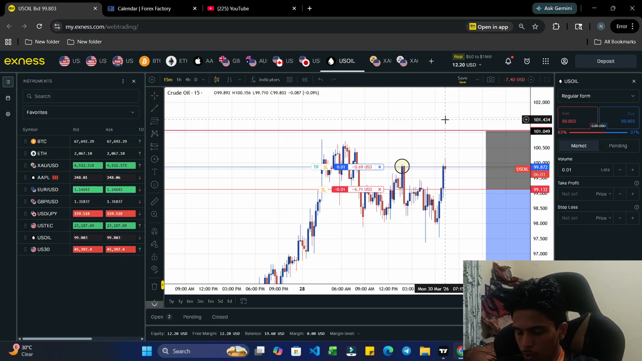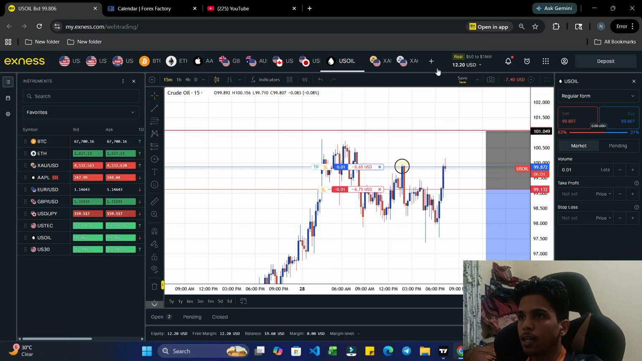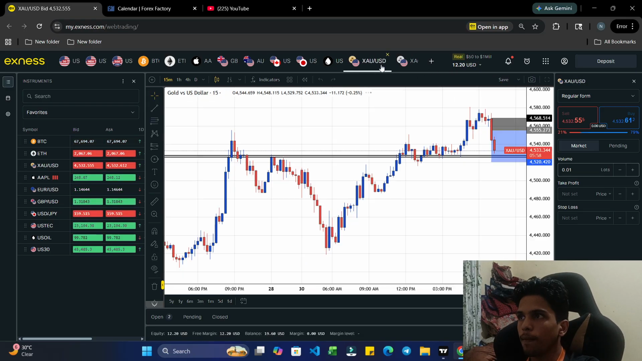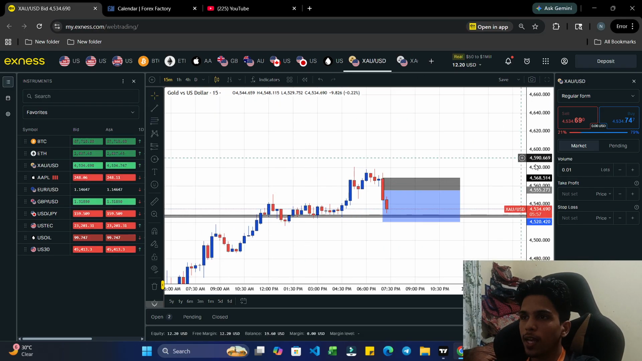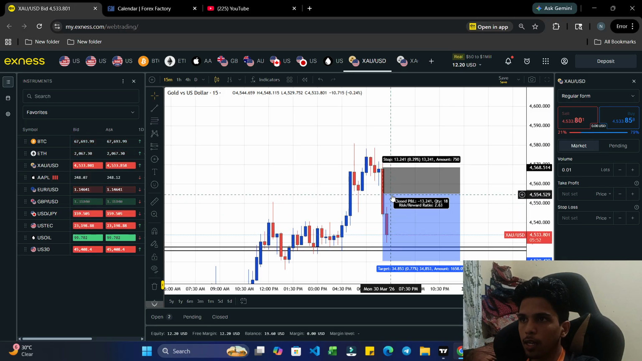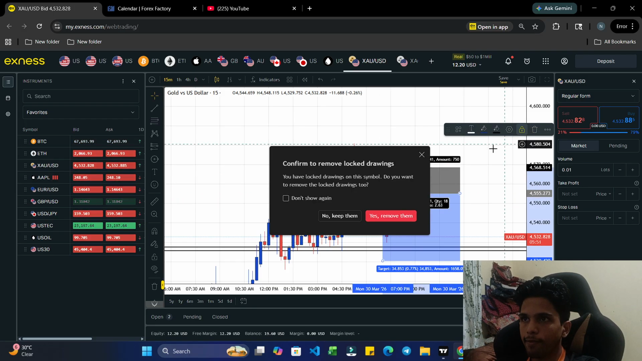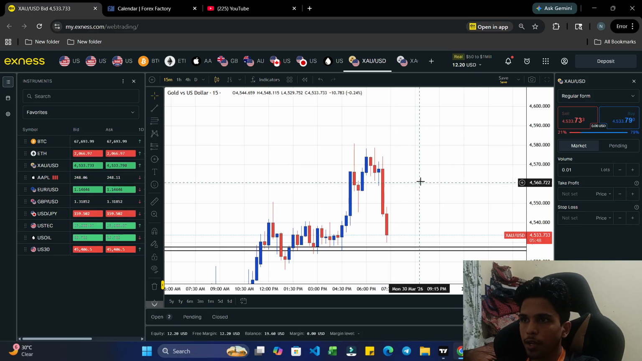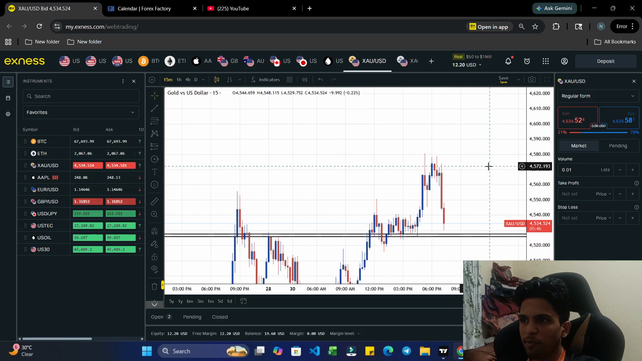Gold is also going very good. Now we are focusing on the gold, and gold has given a TP. I am expecting this candle should come here, and then we are entering this trade, but that's not happened with us.